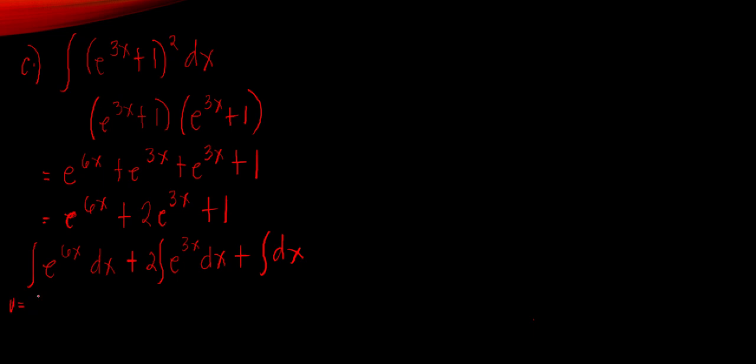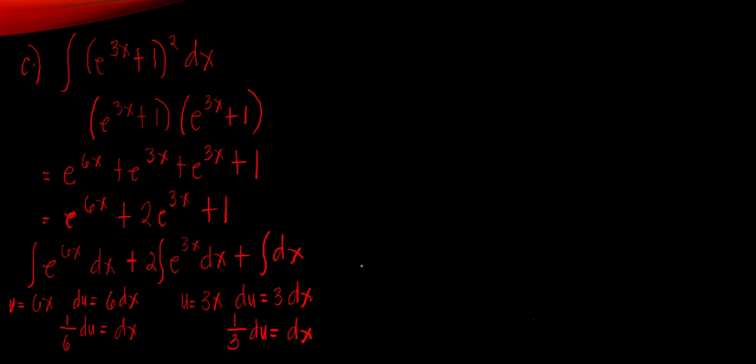Let u be equal to 6x. So, your du will be equal to 6 dx. And we can rewrite this as 1 over 6 du equal to dx. And then, here, we have u is equal to 3x. So, your du is equal to 3 dx, and we can rewrite this as 1 over 3 du equal to dx.